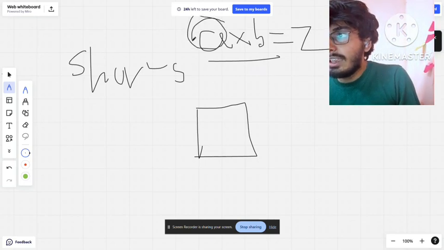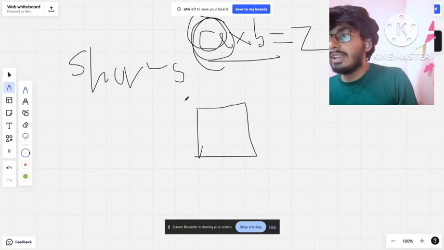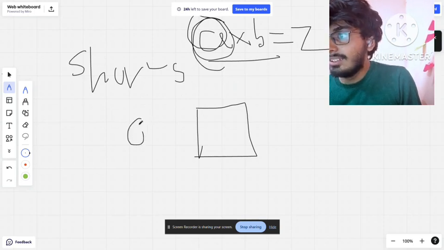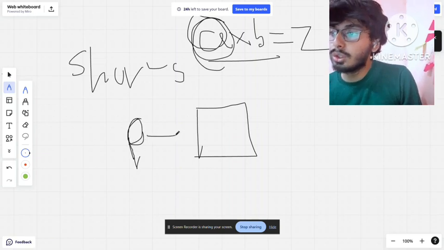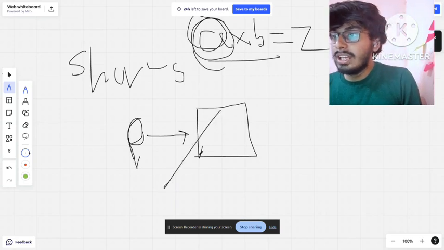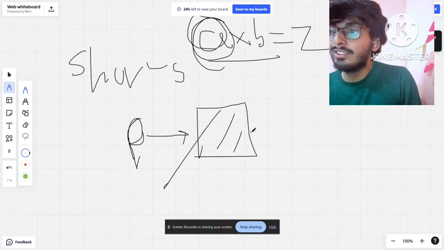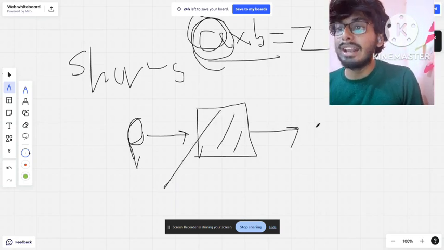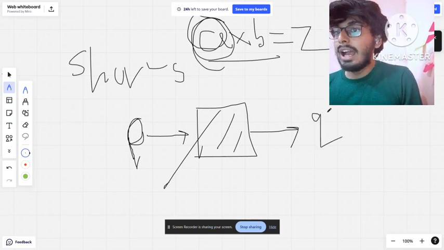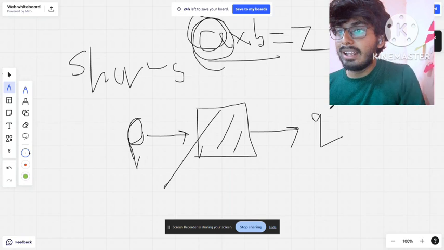Right now we are finding A. How can we find A? We will initially make a bad guess. Let's say I have made a guess of P, and we will use Shor's algorithm to make our guess even better. Here is our Shor's algorithm. It will convert our guess into a better guess. Let's say our better guess is Q. So we have found Q.